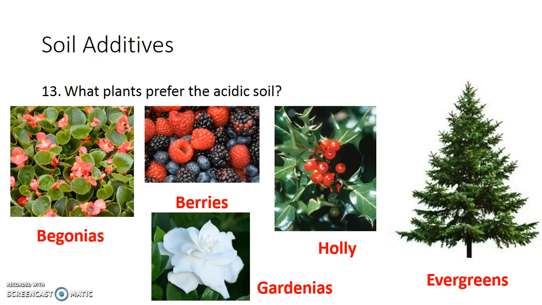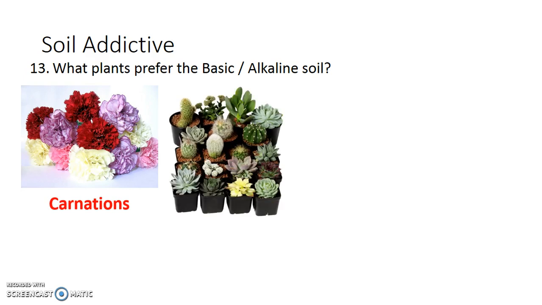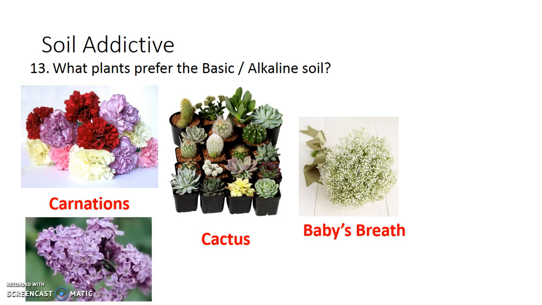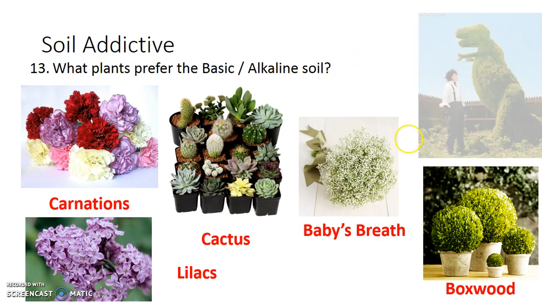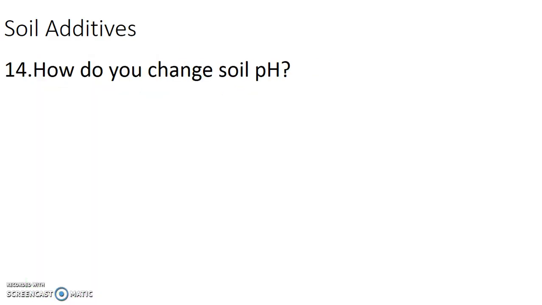The opposite is true too. Some plants prefer basic soil. There's carnations, cactuses, baby's breath, roses, lilacs, and boxwoods. These are the Edward Scissorhands bushes that you carve into mazes or carve into actual dinosaurs and stuff like that. All of these plants prefer basic soil, so you would want the soil pH to be above 7.5 in these cases. You could stop and pause and write these down in your notes, but I'm going to move on.